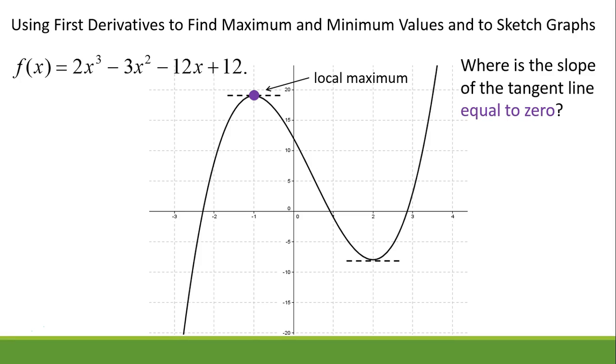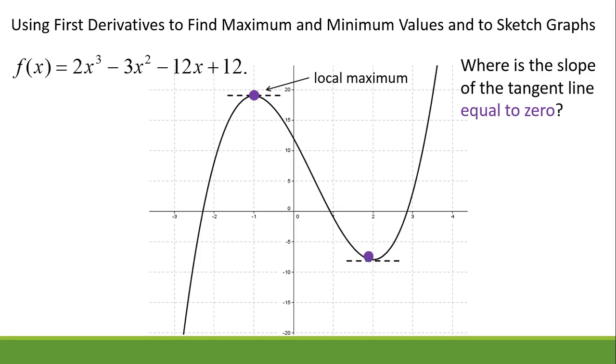The first one is a point that we call a local maximum. That means that right around that point, it's the highest point there is. It's kind of like being at the top of the hill. It doesn't necessarily mean that it's the highest point on the whole graph. In fact, it definitely isn't the highest point on the whole graph. But right around its little neighborhood, it's the highest point. So it's a local maximum.